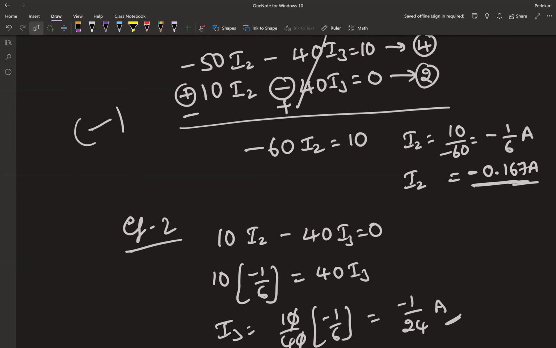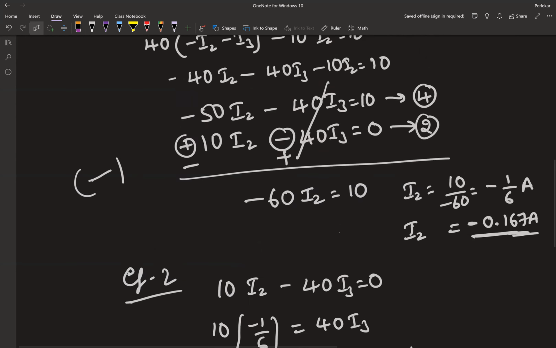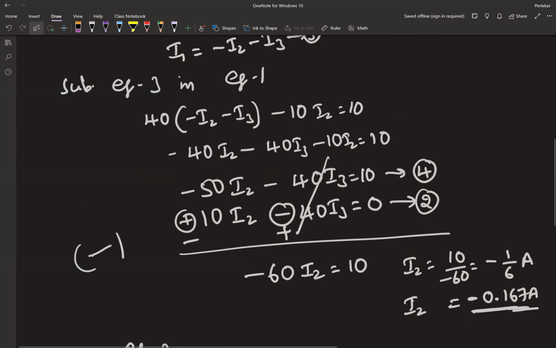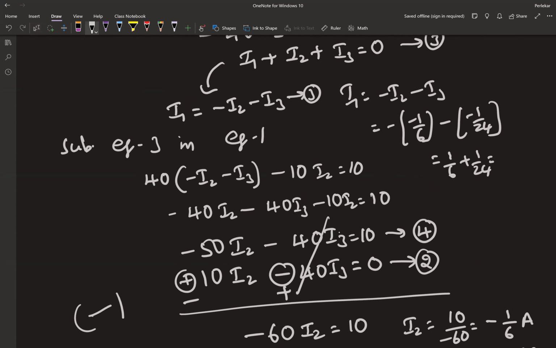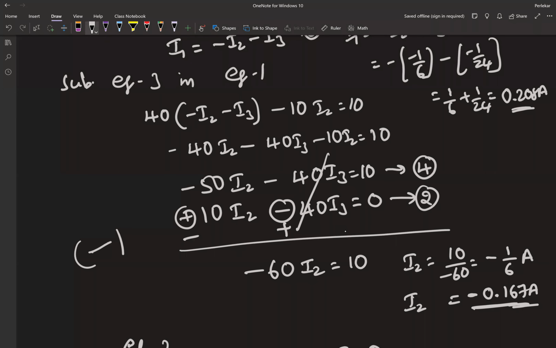Okay. Now, what is I1? I'm going to substitute these two values here to get I1. So I1 equal to negative I2, negative I3. So negative 1 over 6 minus negative 1 over 24. So it's going to be a positive value, positive 1 over 6 plus positive 1 over 24, whatever that number is. Can you give me that number? So here the total current is 0.208 amperes.